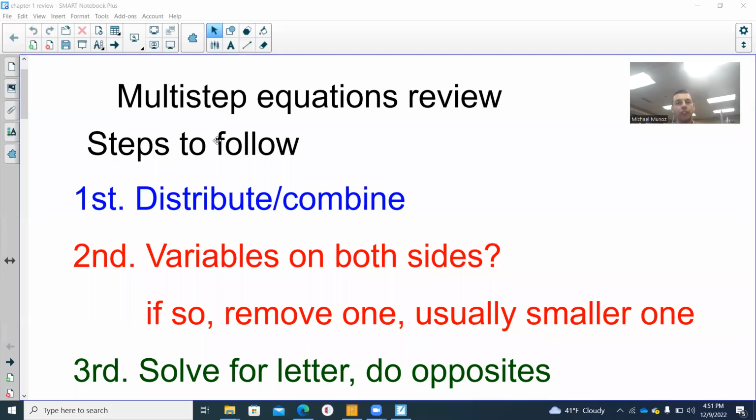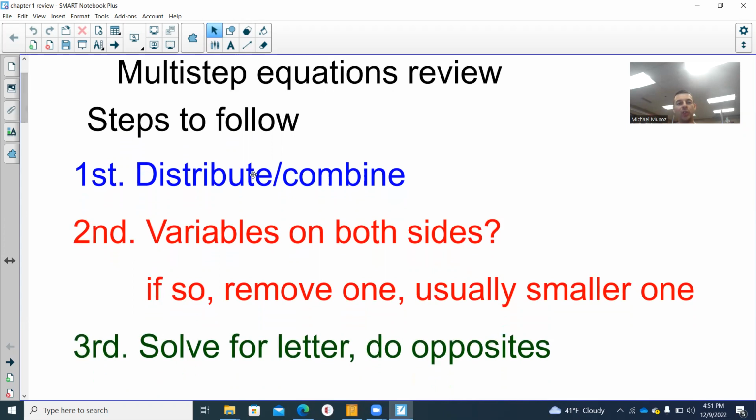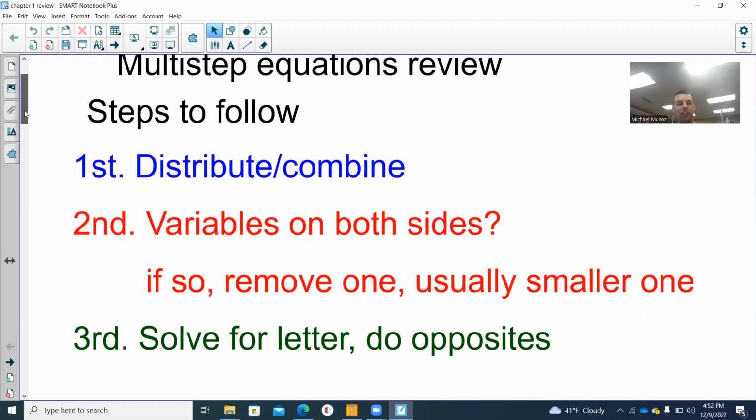Today, we're going to look at multi-step equations, and we're just going to do a quick review on that from chapter 1. And there are certain steps that we want to follow when doing the multi-step equations. The first one is distribute / combine. So if there's anything to distribute in the equation, that's the first thing you want to do, unless there's something in the parentheses, but in our problems, we won't. So distribute, and then we're going to combine anything we can on each side of the equal sign.